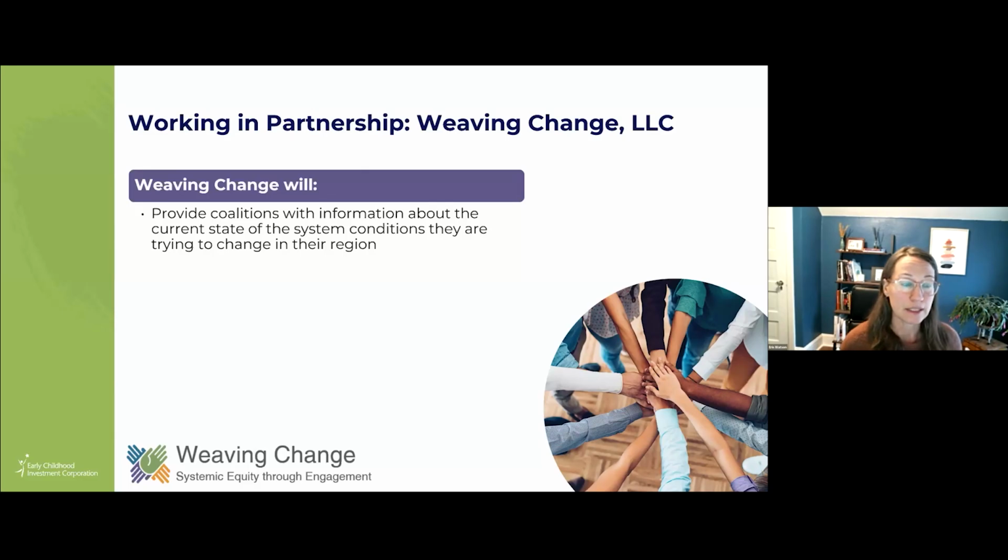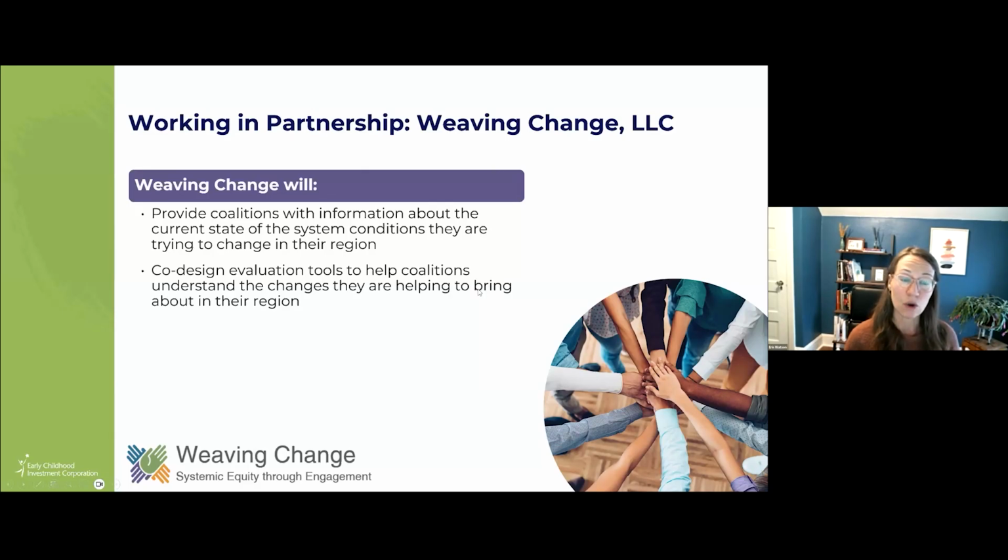Second bullet point, Misty. As part of this, we'll be co-designing evaluation tools that coalitions can use to really understand the systems changes they're helping to bring about in the region. Specifically, tools that you can use to learn about initial wins and systems changes that you're starting to see and what's helping and hindering your progress.